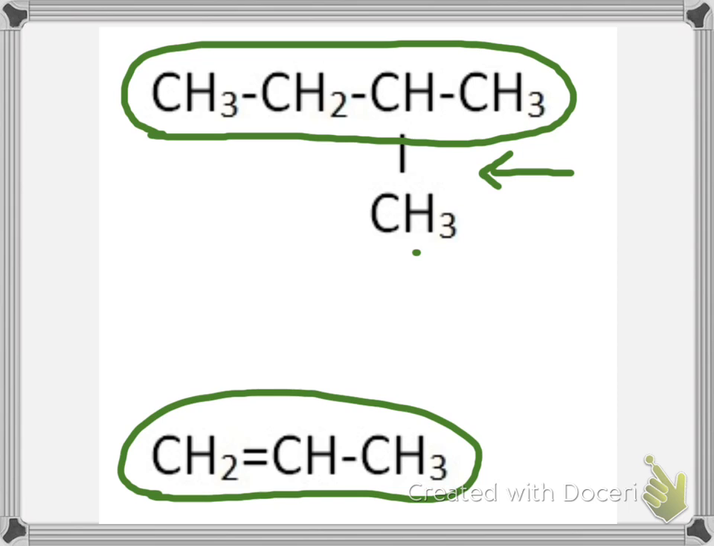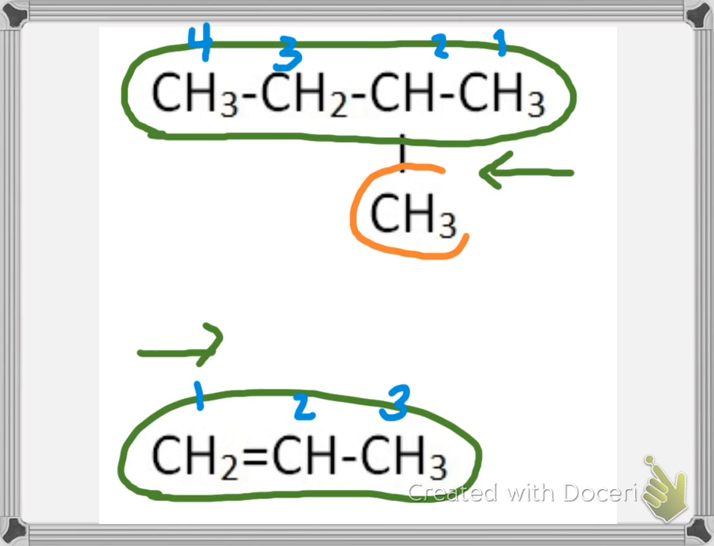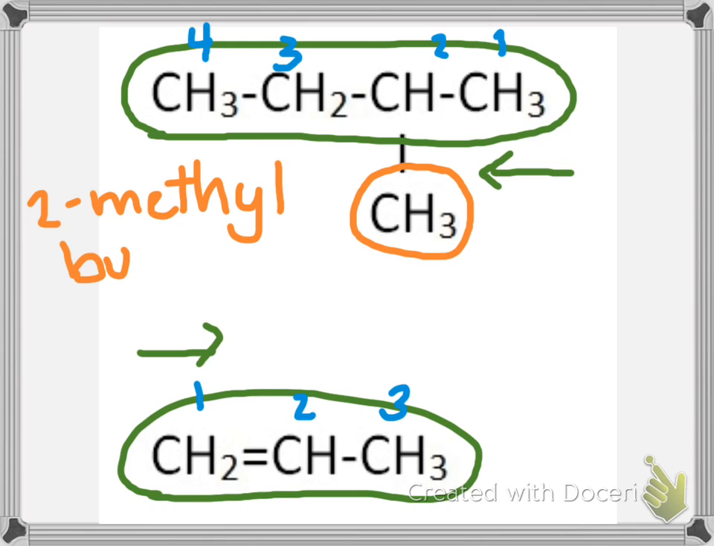For alkenes and alkynes, we're going to start on the side closest to the first double or triple bond. In the example that we have on the bottom, the double bond is closest to the left, so we're going to number the chain from left to right. And number three, we name the branches. So we have this branch over here. The name for this compound would be 2-methylbutane. And for the second compound, we would have a 1-propene.